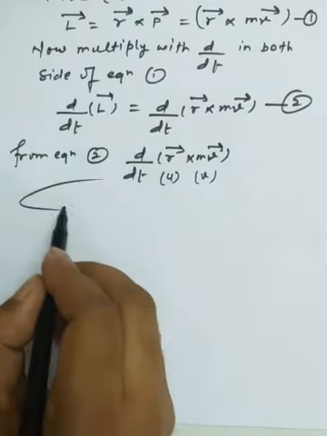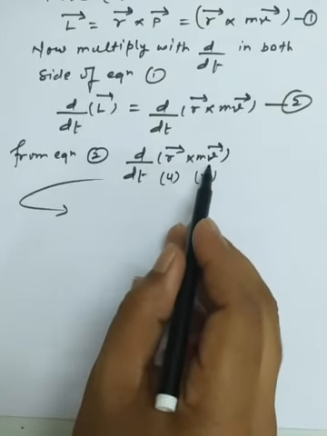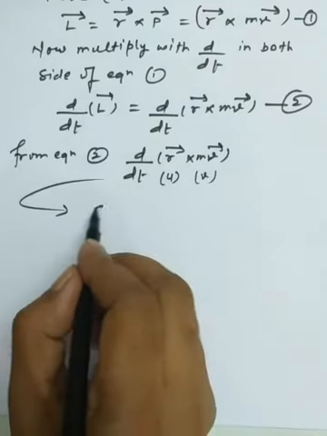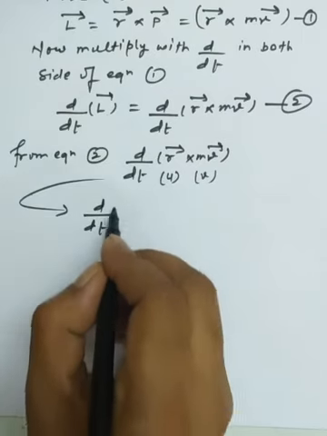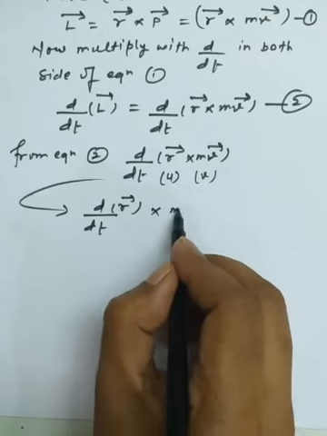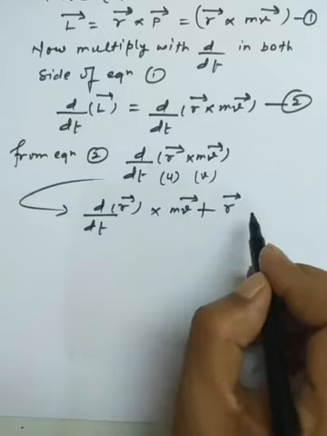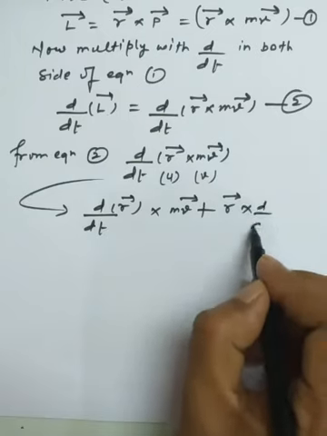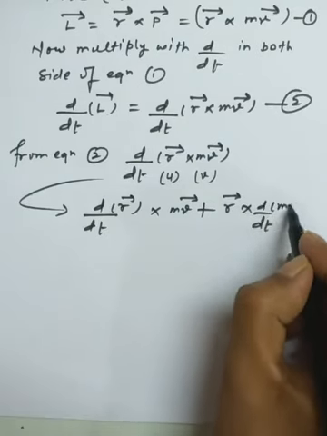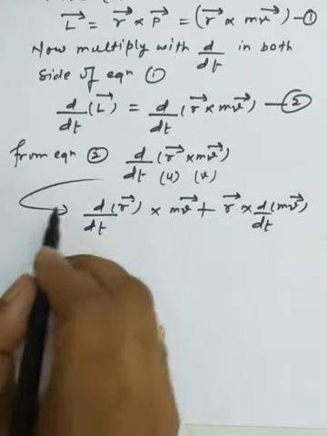So I am just starting here. First I am making d by dt of r and keeping mv as it is. Okay, so d by dt of r vector into mv as it is, plus sign. I am keeping the r as it is and making d by dt of mv. Okay, so this is the simplest representation of the derivative we have.